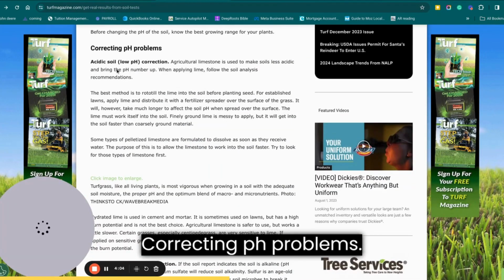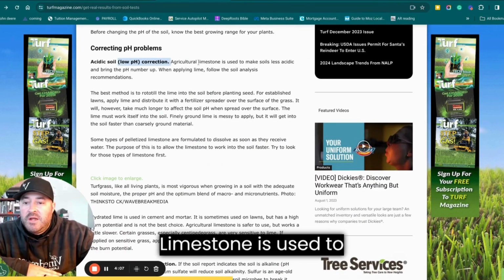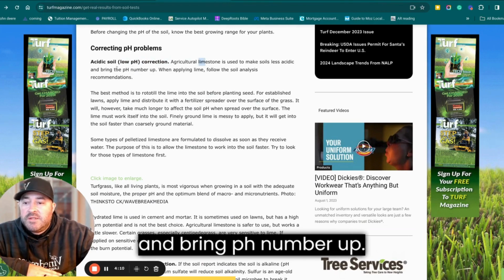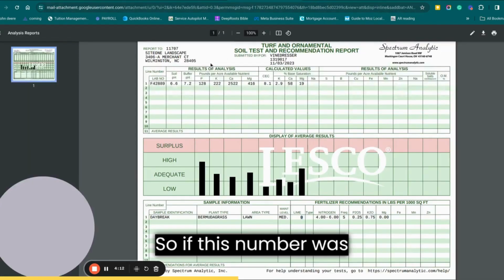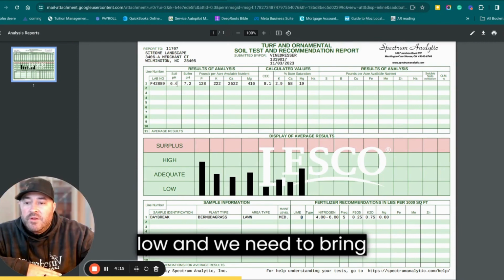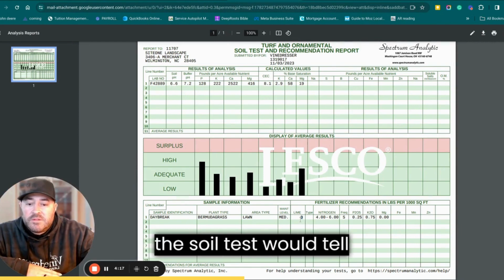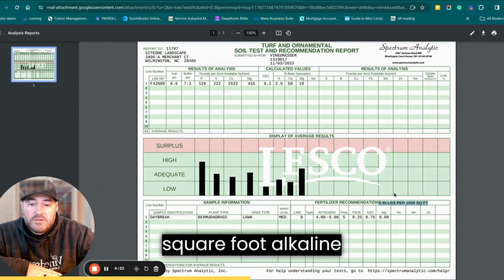Correcting pH problems. Acidic soil, low pH correction. Limestone is used to make soils less acidic and bring the pH number up. So if this number was low and we needed to bring it up, the soil test would tell us to put down lime, and it would tell us how much lime per 1,000 square feet.